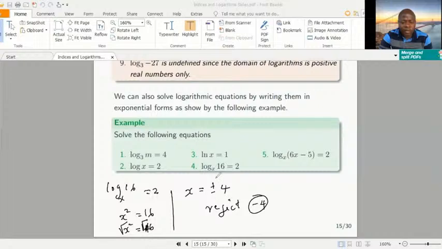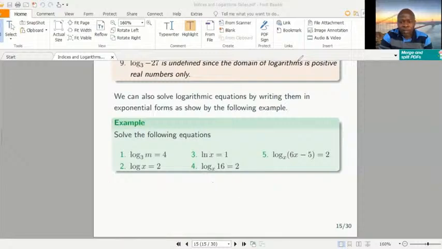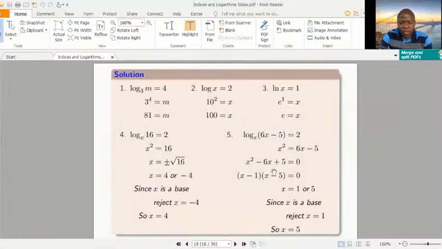Why are we rejecting negative 4? We say that the base must always be positive. That means x is just 4. It can never be negative 4 because the base is supposed to be positive. Now let's see what I did. It's easier if we follow what I did, for the sake of those who are writing notes. This is the question, and I've said reject negative 4. I've already given you the reason: the base is supposed to be positive. X is the base, so it can never be negative.